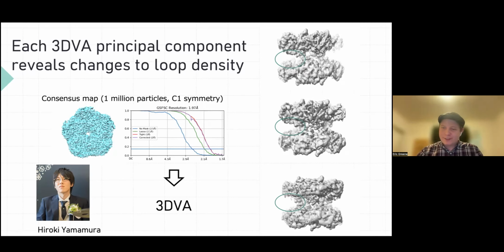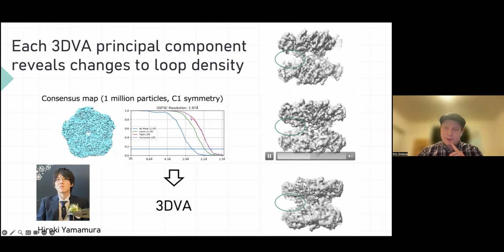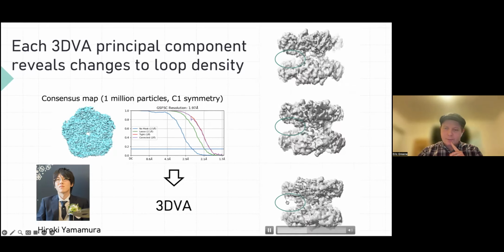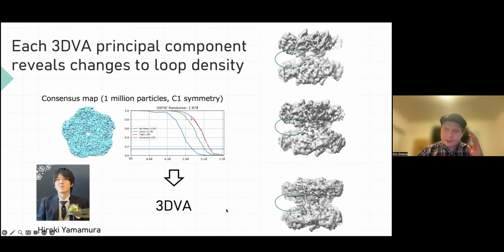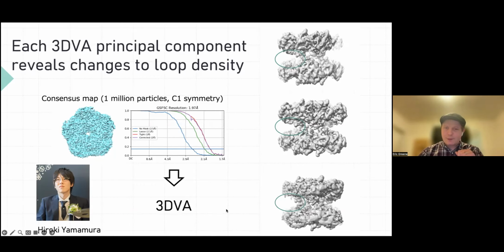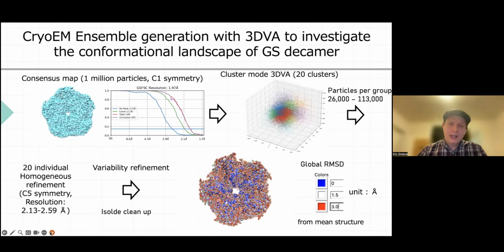One thing that immediately stood out is that if we look at the 3 principal components from 3D VA, we can actually see loop density changes in all 3 of the principal components. To me, this was not a smoking gun, but it really suggested that we should be following up on this further. And so we wanted to look at it through the ensemble function lens.